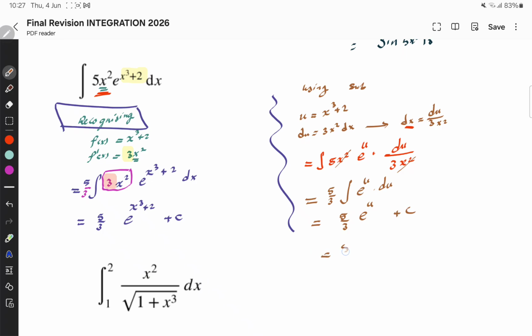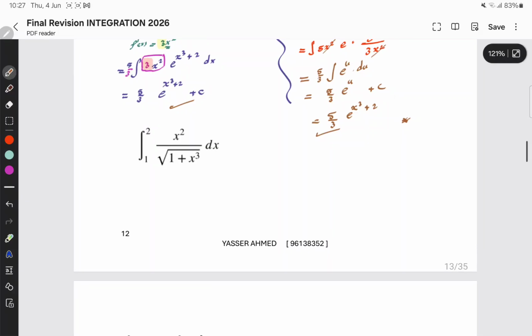Now substitute u by its value, so 5 over 3 e to the power of the value of u, which is x cubed plus 2. So I get the same answer using recognizing or substitution. That question is for all of you, just practice it.